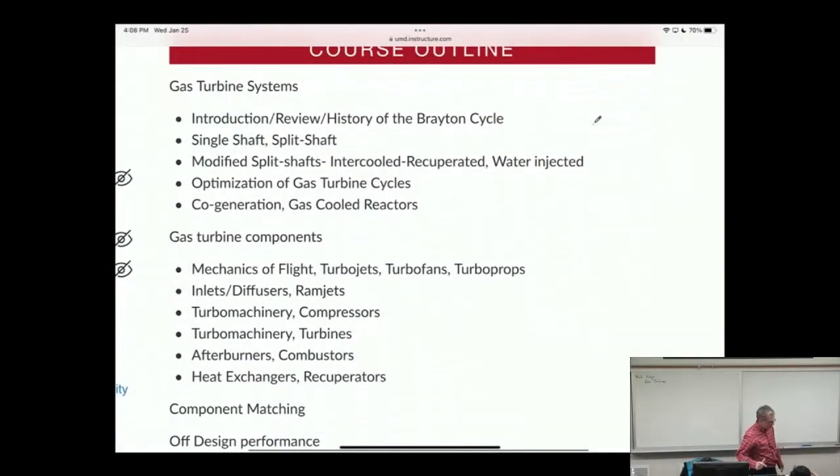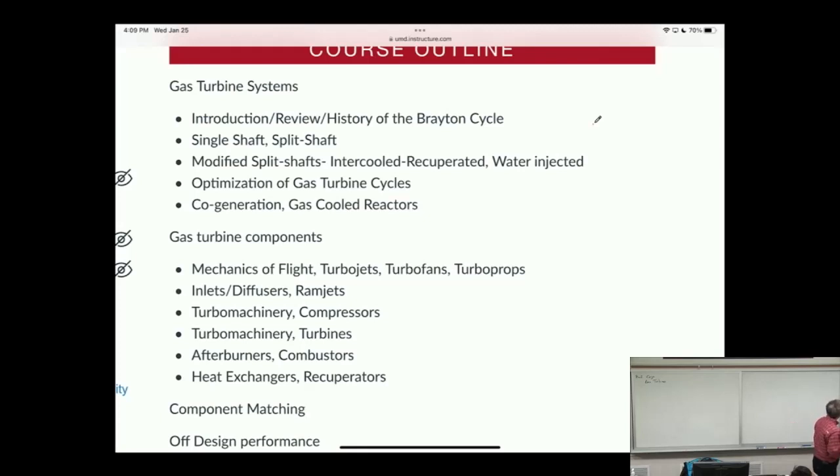So that's the idea. For the course outline, I do want to talk a little bit about the history of gas turbines. It's an interesting subject. And then we're going to get into the various types of engines: single shaft, split shafts, a whole bunch of variations on land-based or marine-based engines. We're going to get into aircraft components: turbojets, which no one uses anymore, turbofans, turboprops, and there are variations. Not all of them, but just a few.